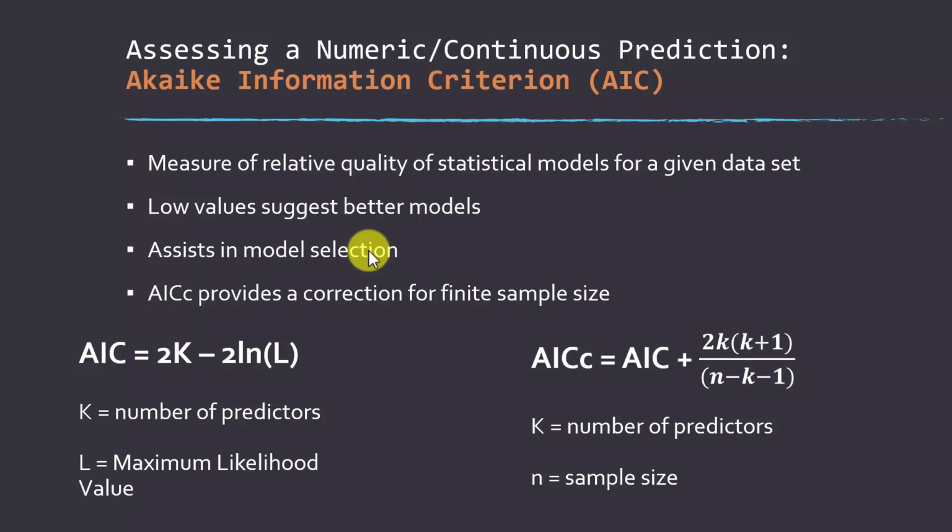The Akaike Information Criterion, or AIC, is another measure for assessing a continuous prediction that takes into account both the strength of the model and the complexity of the model. It measures relative quality of statistical models for a given data set. Lower values indicate a better model, again in terms of predictive power and limited complexity, and you can use this to compare different models. The AICc, which is the corrected AIC, is a different version where you correct for having a finite sample size, so not a lot of samples to create the model.